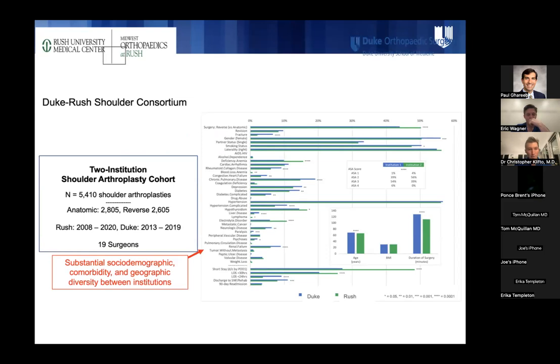So this was our first attempt at AI, the Duke Rush Shoulder Consortium. It was a two-institution system where we took 5,000 shoulder arthroplasties, including anatomics and reverses, over essentially 20 years. The reason this worked out well is that Duke is probably similar to Emory: we take everyone, and we have very sick patients. Rush is kind of the opposite. They have essentially only private payers who are very well optimized. So we built the model in two very distinct groups.